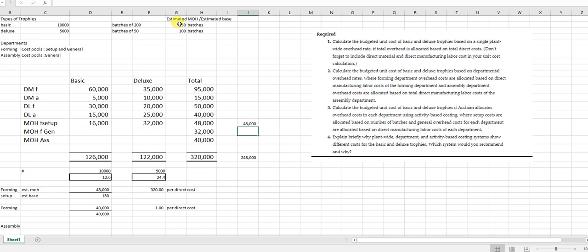Some of you might look at this and say, okay, well, 1/3 of the batches are done in the basic, 2/3 of the batches are done by the deluxe, so 1/3, 2/3. It's going to get the same thing. But you just do it how you want, whichever way means more to you. Okay, so then let's go to the next one.